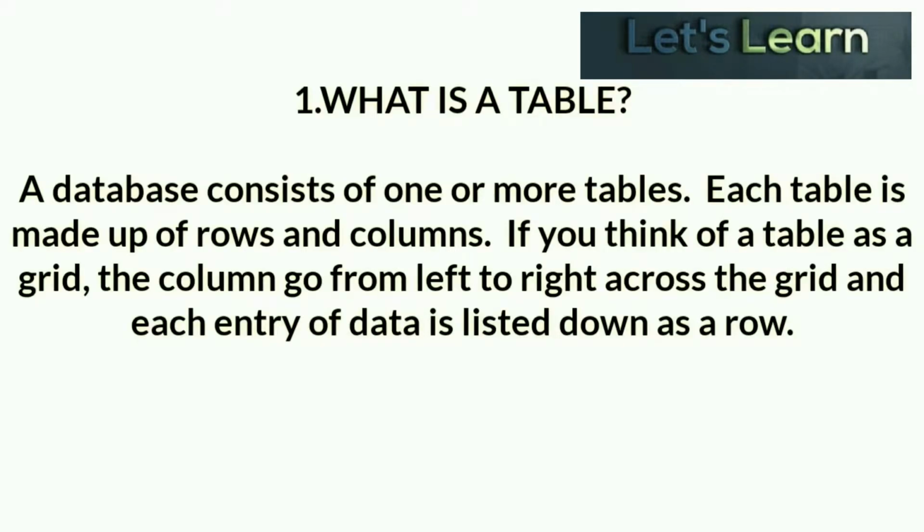So what is a table? A table is nothing but a combination of rows and columns arranged in a grid, which is called a table. It consists of rows, which are the horizontal cells, and columns, which are the vertical cells. The anatomy of a table.